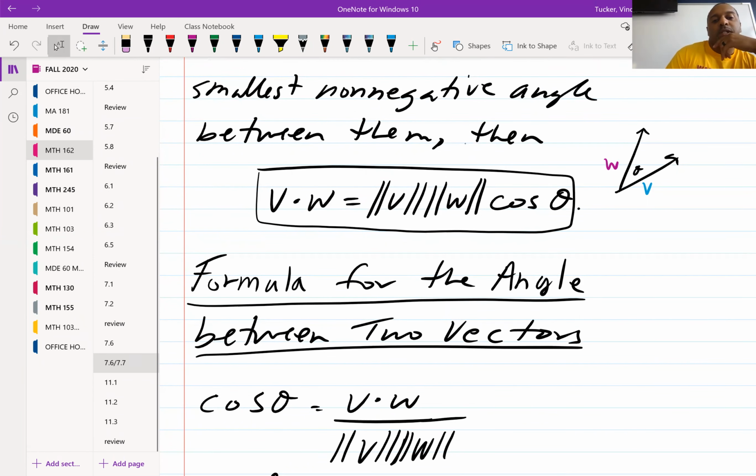All right. So if we take this formula right here and solve it for theta, the formula for the angle between two vectors would be cosine theta is equal to the dot product of v and w over the magnitude of v times the magnitude of w.